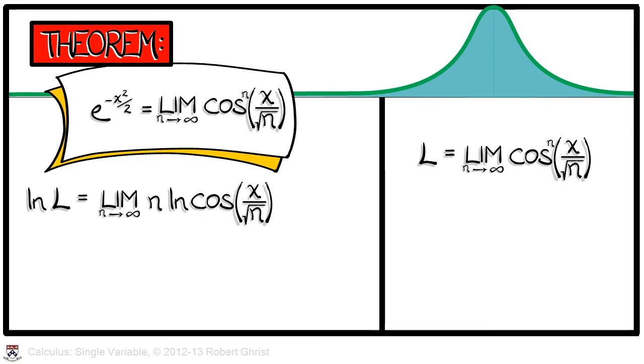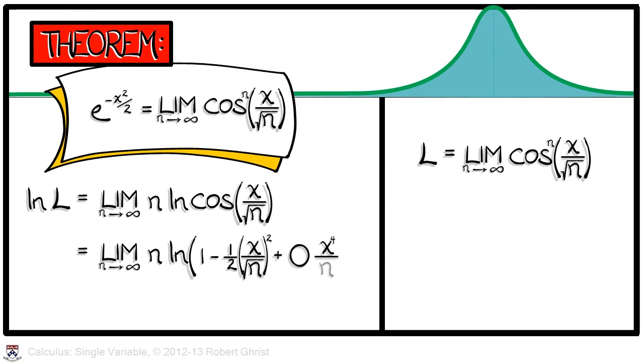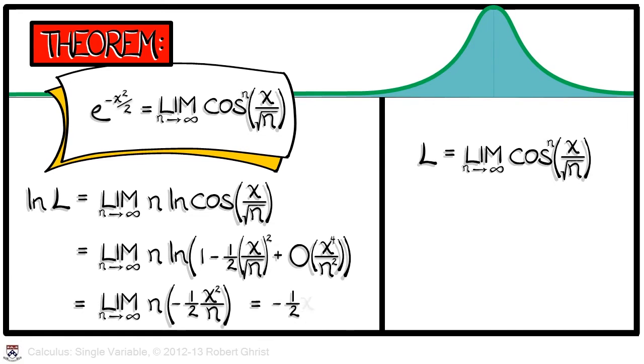In the limit, as n is going to infinity, then x over root n is getting small, and we can perform a Taylor expansion of cosine about 0. That gives us the dominant terms 1 minus 1/2 x squared over n. All other terms are big O of x to the 4th over n squared, and hence ignorable in the limit. So what do we get? We get that the log of L is equal to negative 1/2 x squared. That means that L is indeed e to the minus 1/2 x squared.